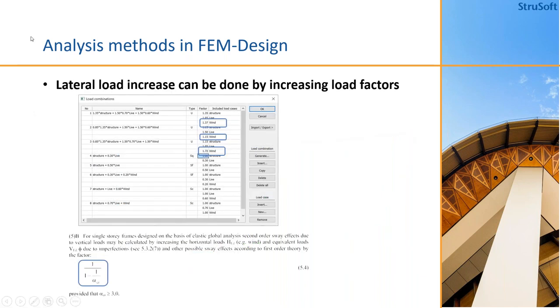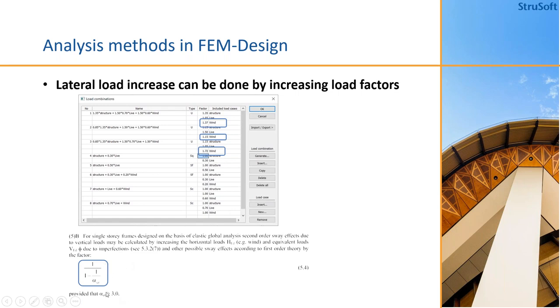And the sway effects can be increased by increasing the load factors of the lateral loads. Like here, this is from the Eurocode. Verticals may be calculated by increasing the horizontal loads in, for instance, wind loads. So that's what I have done here. I have calculated my alpha critical with the FEM design and put it as a factor for lateral loads. And that's easy. It's really, really easy to do, you see.